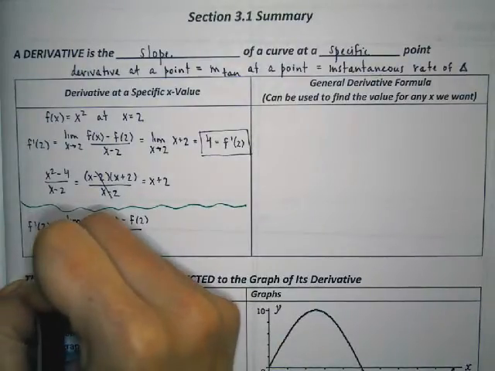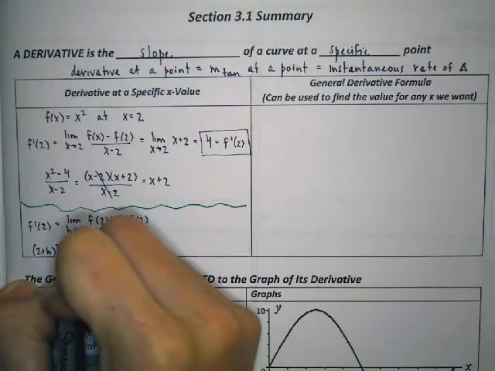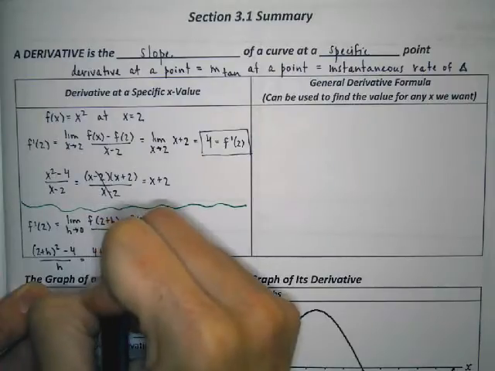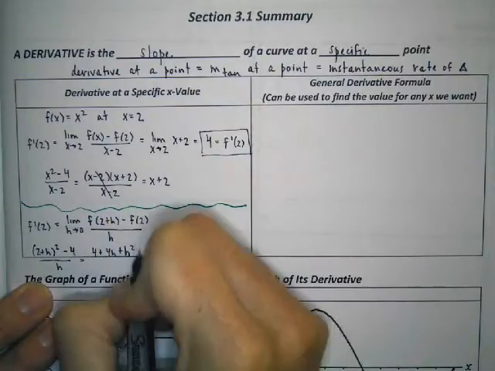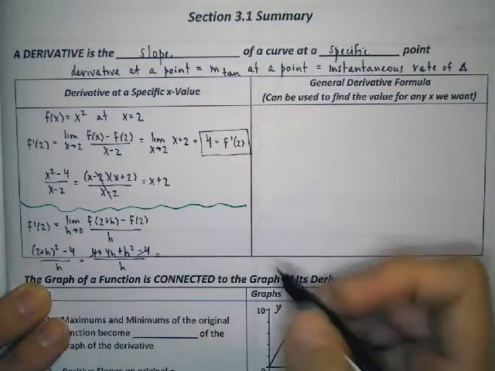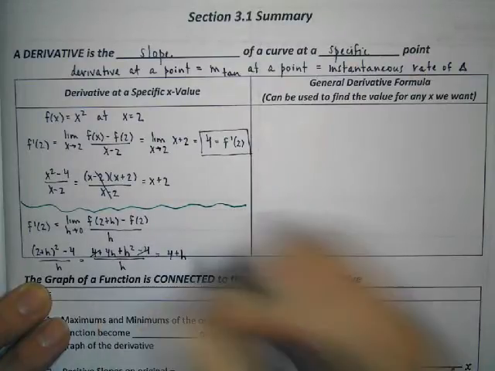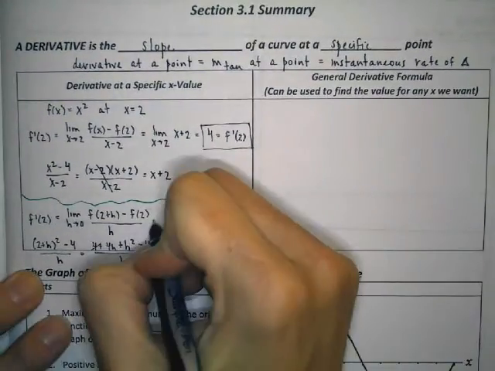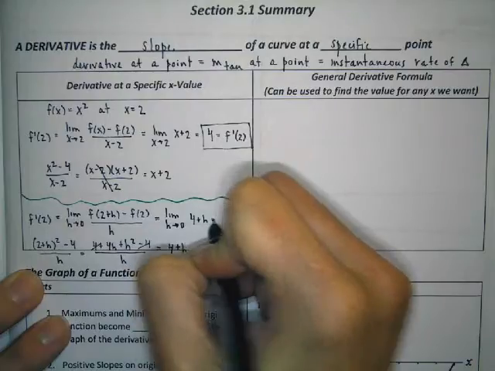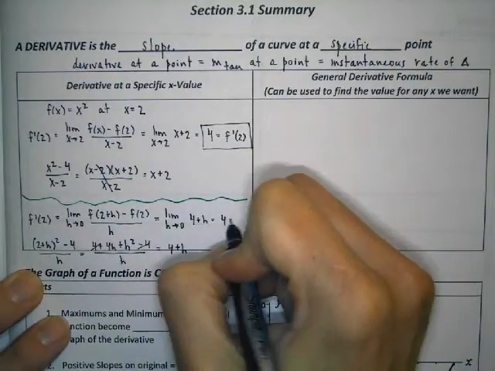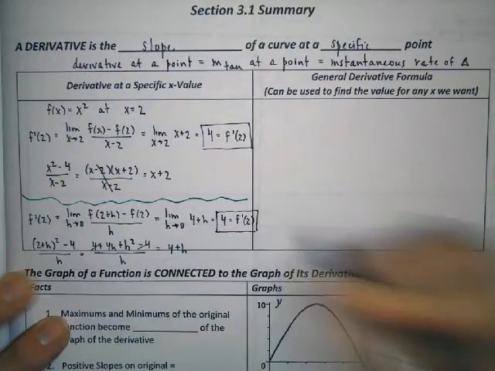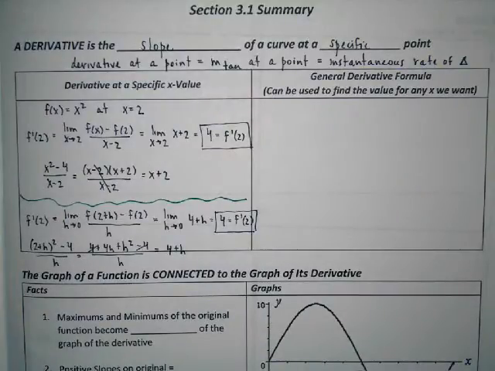And so we can work that math. We have 2 plus h, quantity squared, minus 4, all over h. If I expand that, I get 4 plus 4h plus h squared minus 4, all over h. And when we simplify, this simplifies to 4 plus h. Now if I take the limit as h approaches 0 of 4 plus h, my limit, or my derivative, is 4. So we need to be able to recognize both of those forms, but either one will get you the same answer.